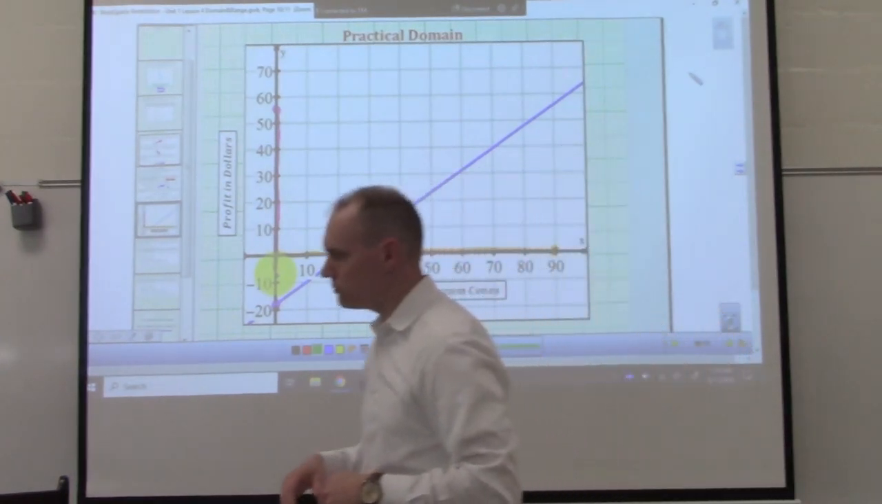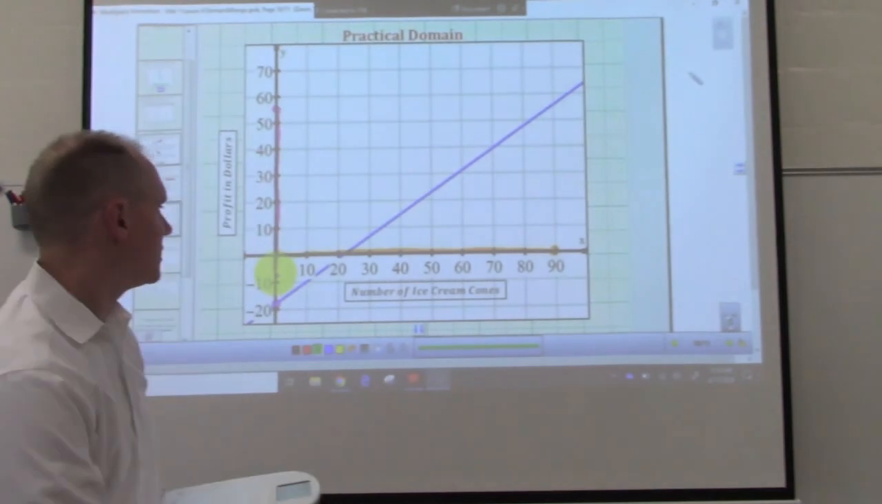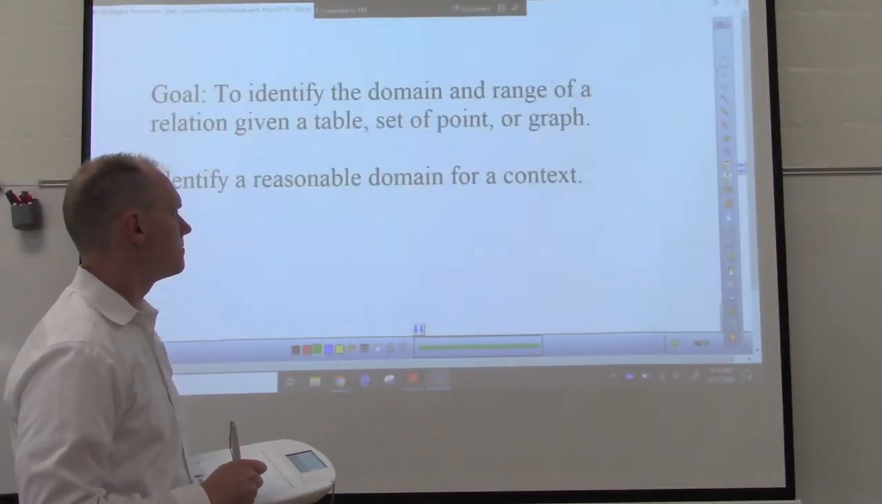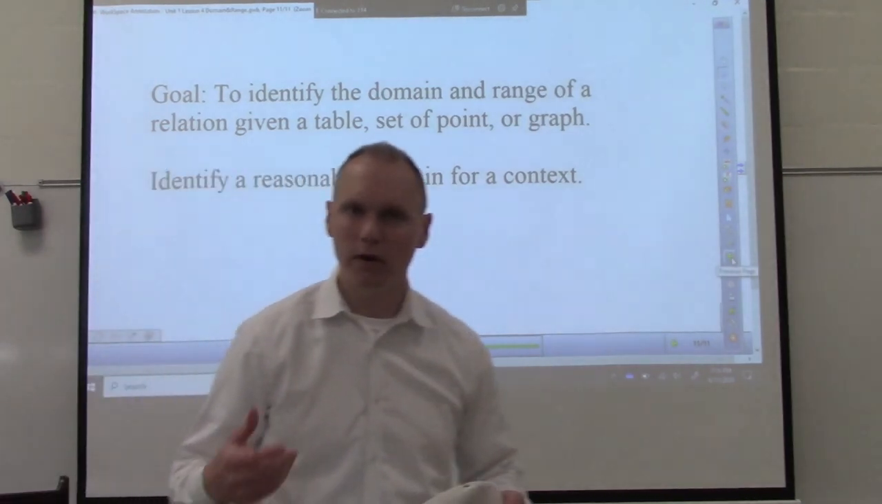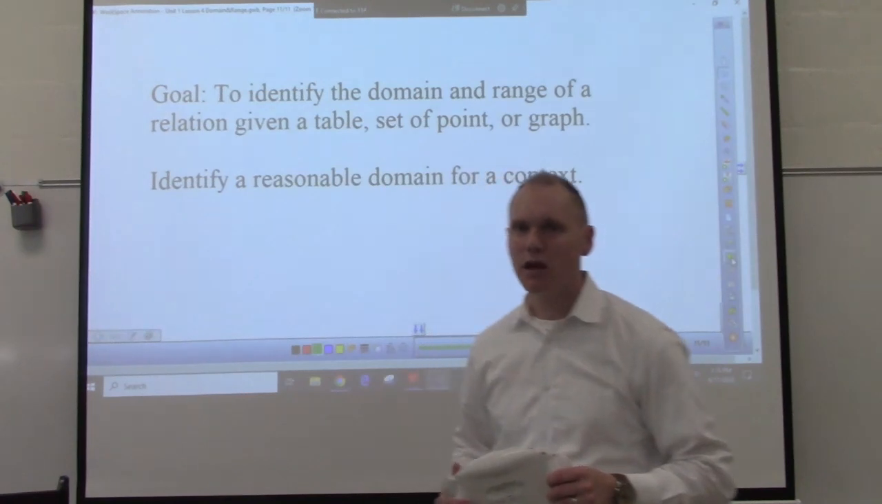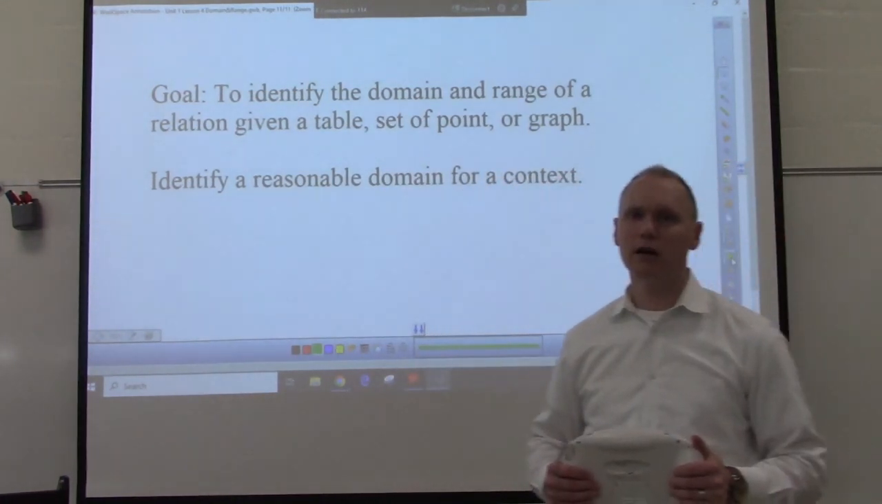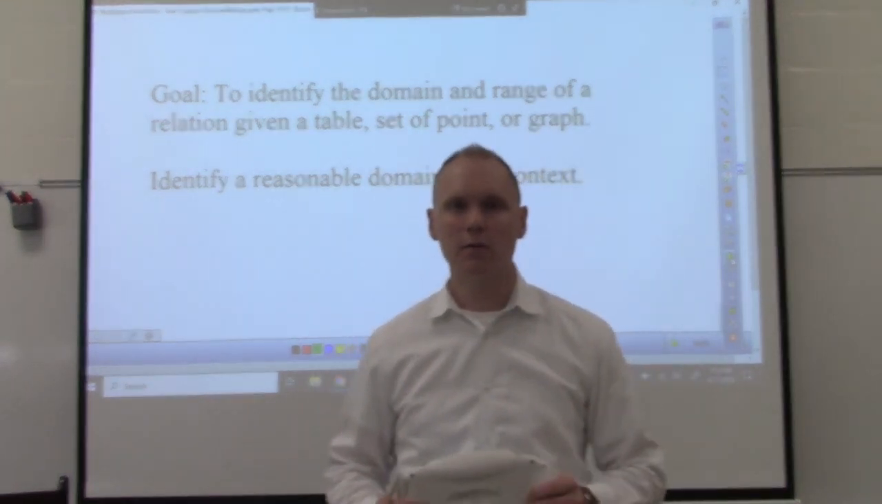All right, so with that, let me conclude this lesson with our goal for today, which was to identify the domain and range in various representations, as well as identify a reasonable domain for a context. So with that concludes our first unit in Integrated Math 1.